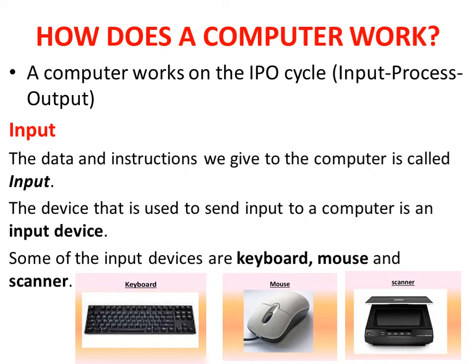Now let us learn about how a computer works. A computer works on the IPO cycle. So children, what does IPO stand for? I means input, P means process and O means output. So let us see how these cycles help us.